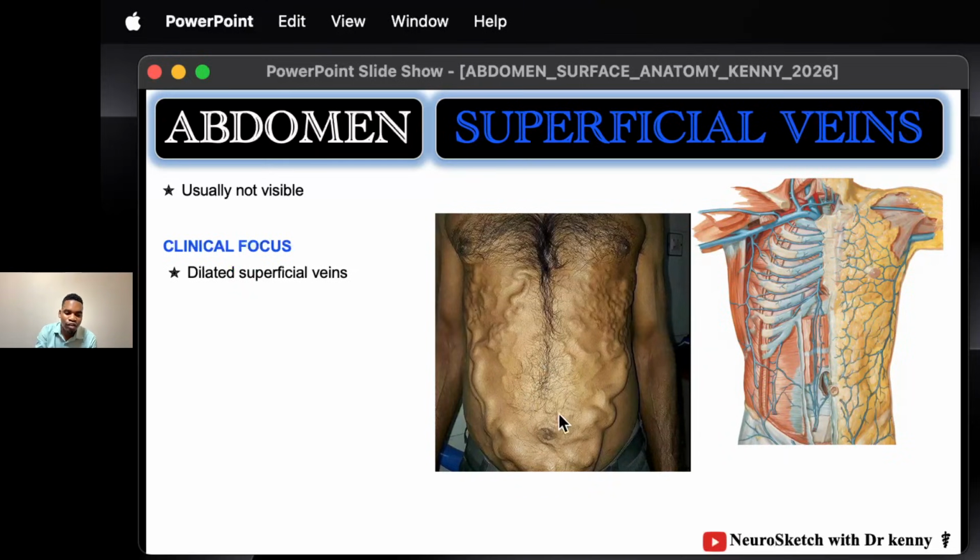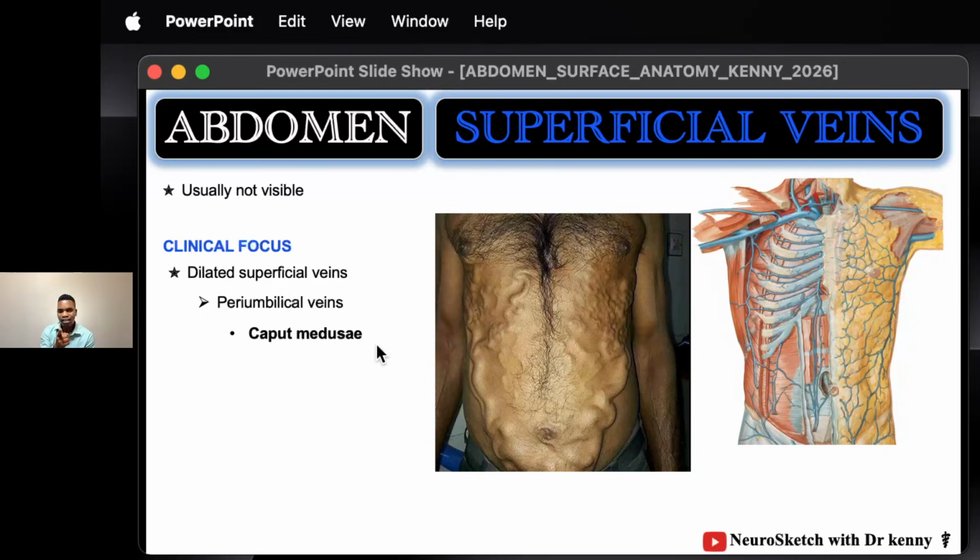The dilated superficial veins around the umbilicus are very unique, and they have a special name, which is called the caput medusa. These dilated periumbilical veins are called caput medusa. But I told you the other time that anatomy is easy when you link it to the Latin origin, because in Latin, caput means head, and medusa is Medusa, so it is the head of Medusa.